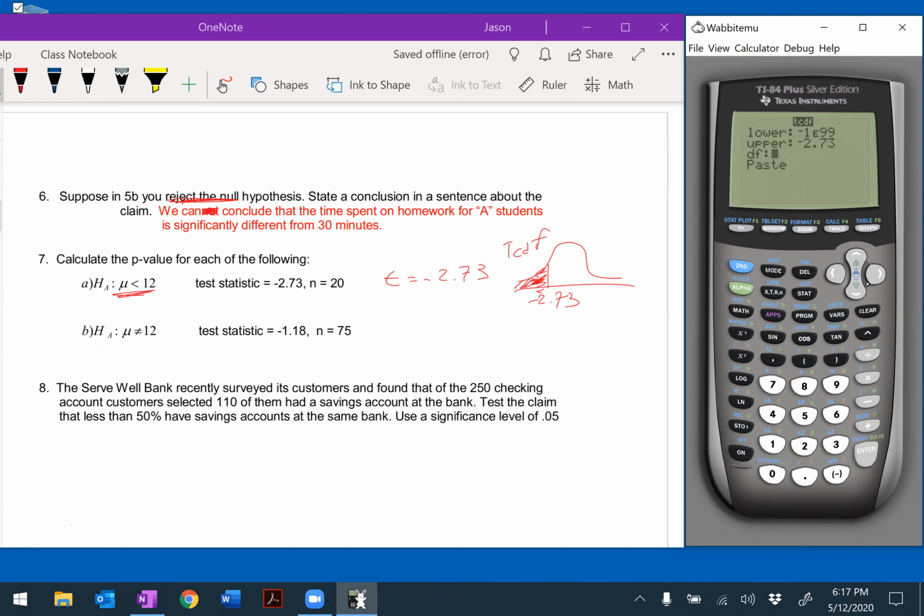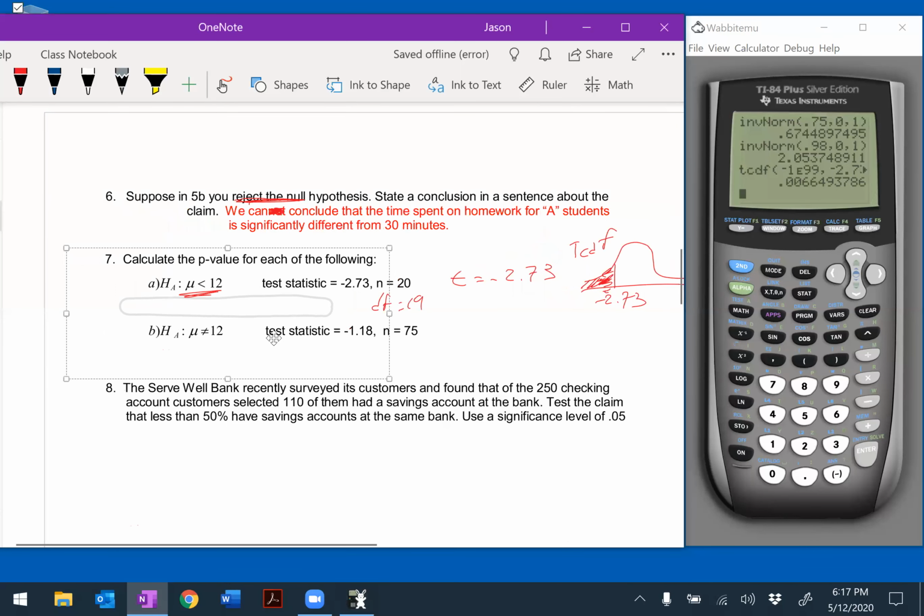They want the degrees of freedom. So if the number in the sample is 20, then the degrees of freedom is equal to 19. It's the sample size minus 1. So we're going to go 19 here. Okay, and hit paste, and we get 0.0066. Does that correspond to what we have? Okay, yeah, 0.007. They're rounding to the nearest thousandth there.